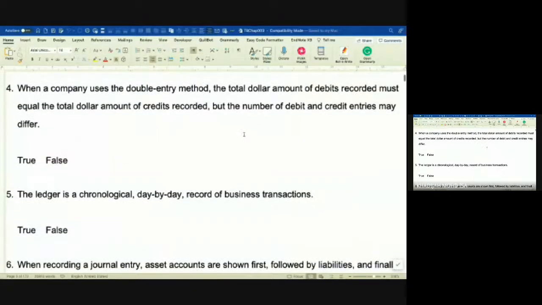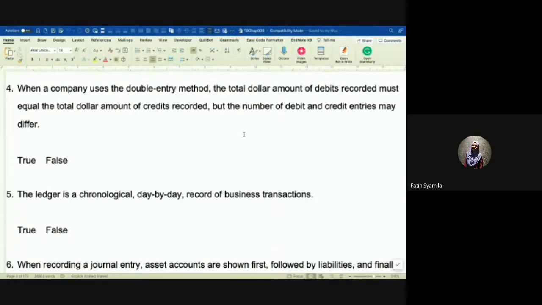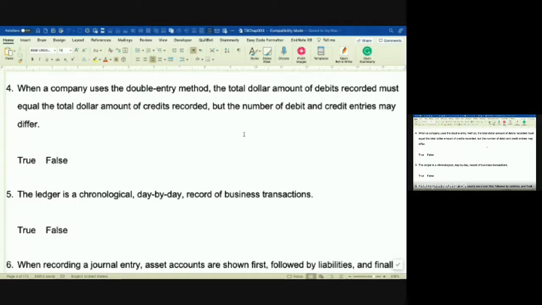When a company uses the double entry method, the total dollar amount of debits recorded must equal the total amount of credits recorded, but the number of debit and credit entries may differ. True or false? True. It means that you can have 2 or 3 debit entries and 1 on the credit side, but the total debit and total credit must be the same.